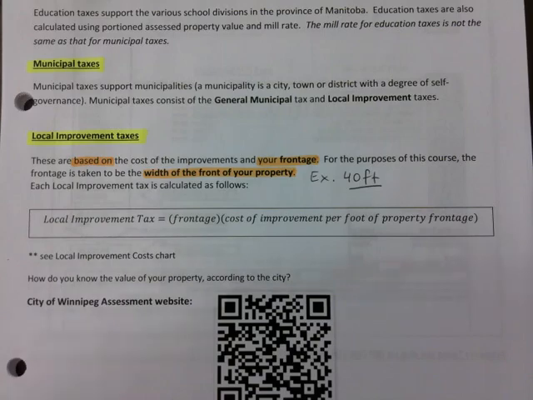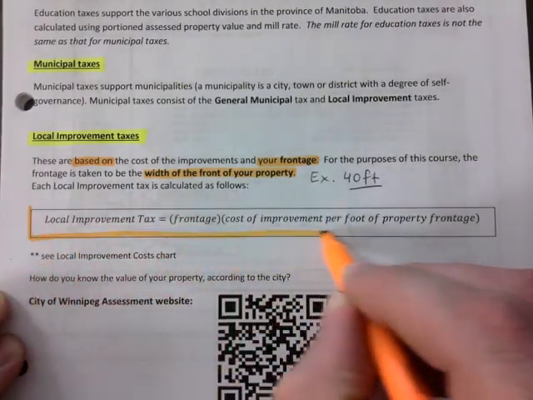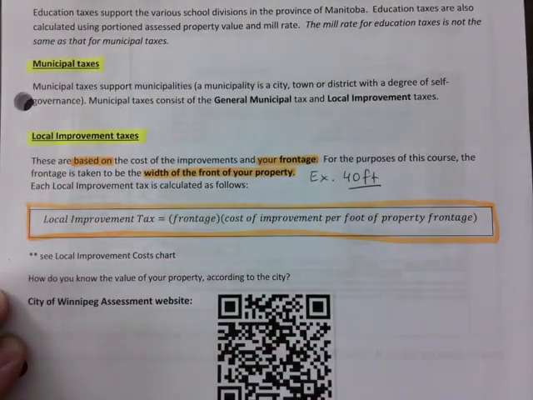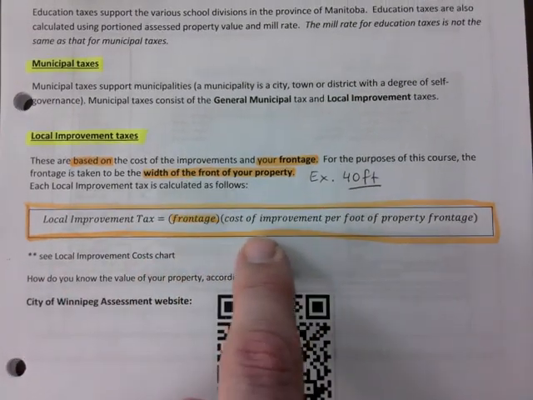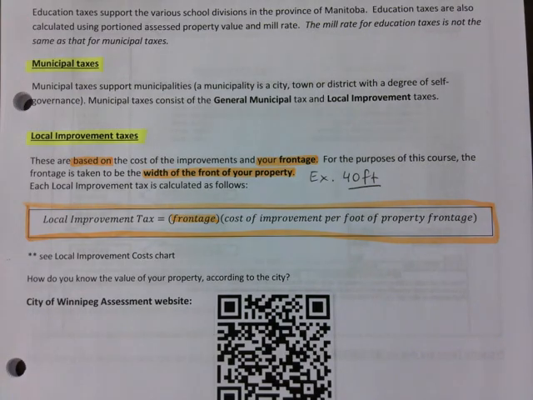So one thing to remember for local improvement is that you need to know this part right here. You take your frontage and you multiply it by the cost of improvement per foot of property frontage. And I know some of it is mumbo jumbo right now, but we'll keep you up to speed on that one. We're going to do the QR code later.